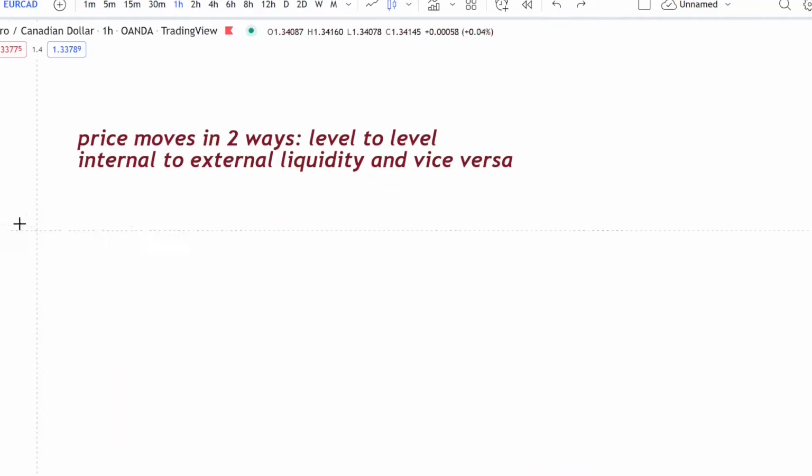The other scenario is price moves external to internal. So what is external to internal?